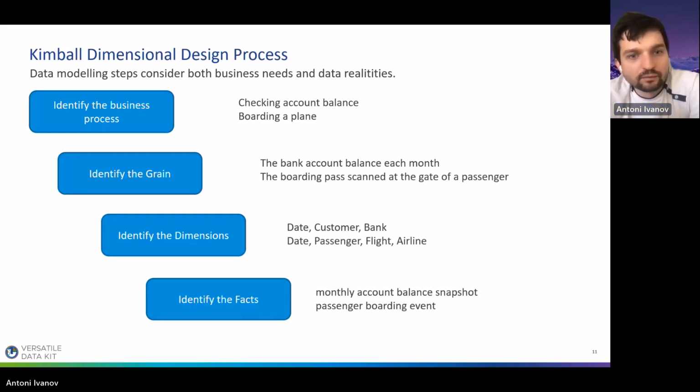The second part is identifying the grain. Identifying the grain means, for this business process, at what granularity you want to track the events. There are different types of grains. For example, for making a report at the end of the month, having a month grain where you track simply the balance sheet at the end of the month is something that you want to do. While for much more frequent, when you want to track every single event happening as it happens, like boarding a plane, the event is the actual event that you're interested in. For example, maybe you're interested in the boarding pass scan at the gate of a passenger. That's the actual grain.